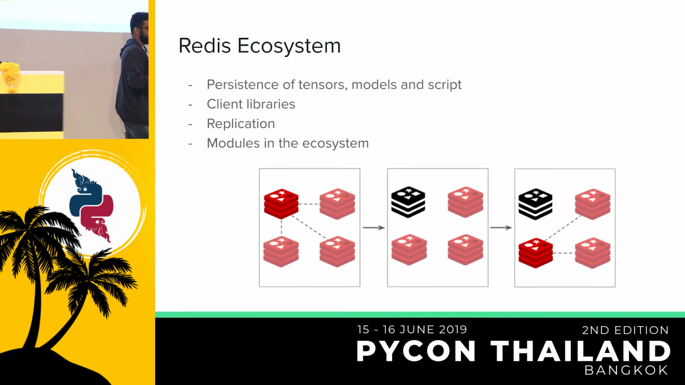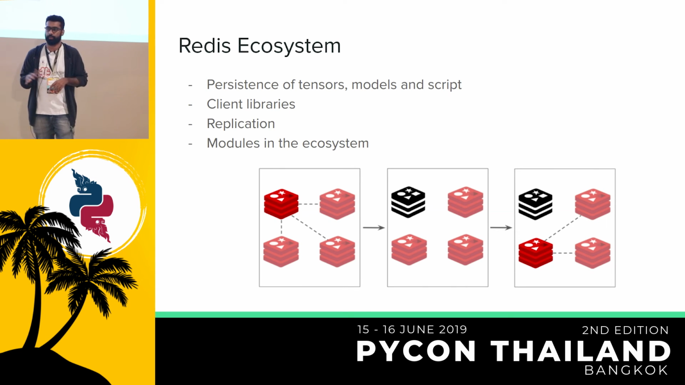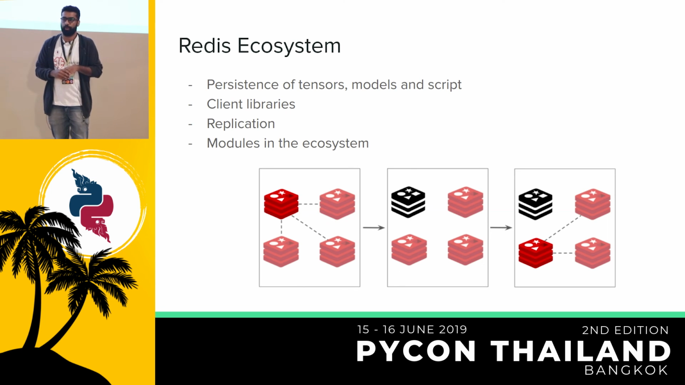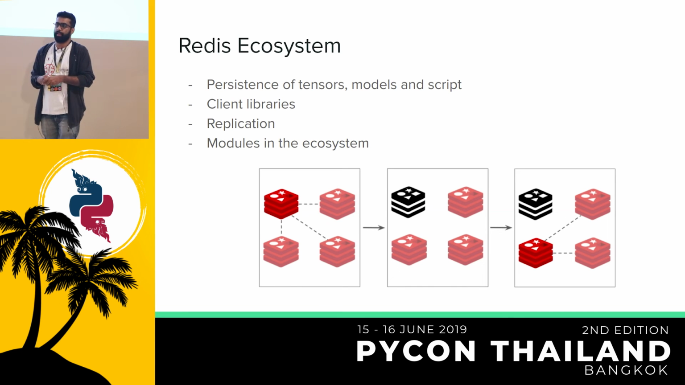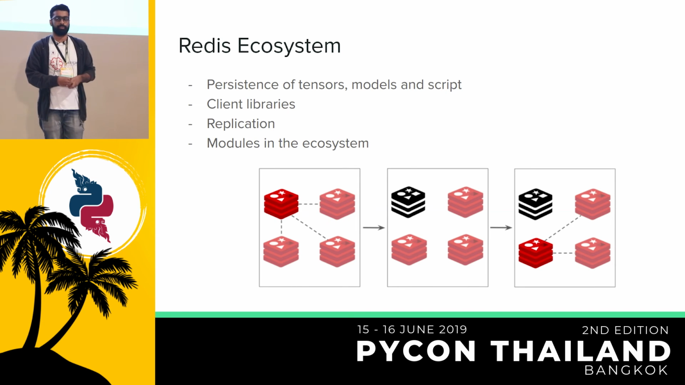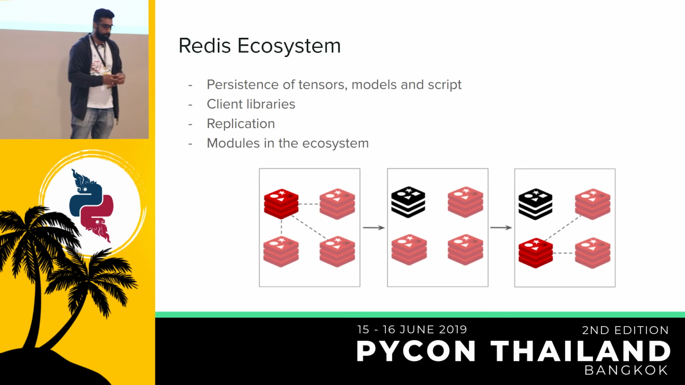So as I said, you can use the whole Redis ecosystem. You can make your models and tensors persistent by using RDB or AOF. Tensors, models, scripts, and all are persistable. Then client libraries are available in all the different languages, so you don't get stuck with one language. Let's say your stack is built on Haskell, you don't have to introduce another language to your infrastructure just to use deep learning, because the client libraries are available for RedisAI.